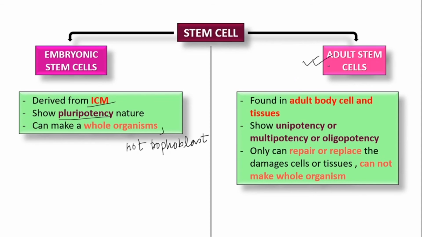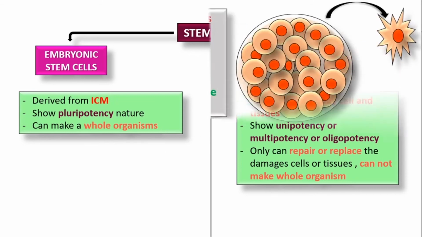And adult stem cells can be found in adult body cells and tissues as well, and they show either unipotency, multipotency or oligopotency. This kind of potency is observed in gamete formation, in blood cell formation, or in repairing or replacing any damaged cells or tissue. Here the whole organism cannot be made by this kind of stem cells.